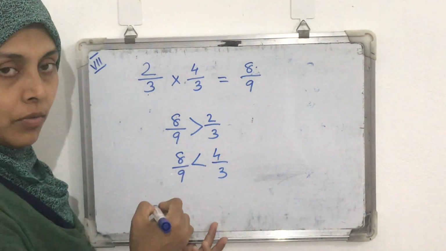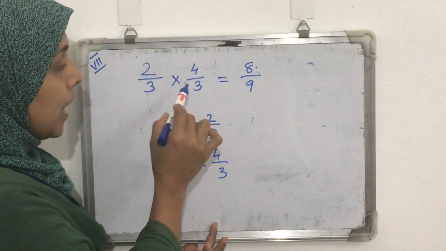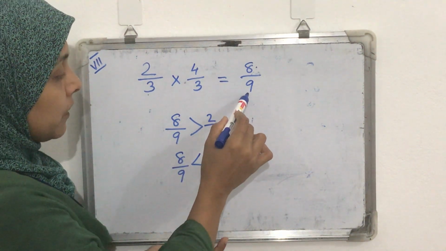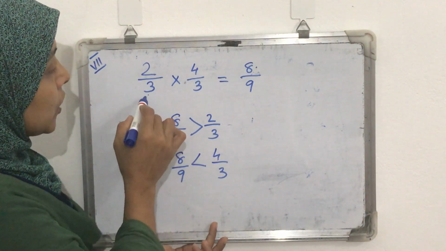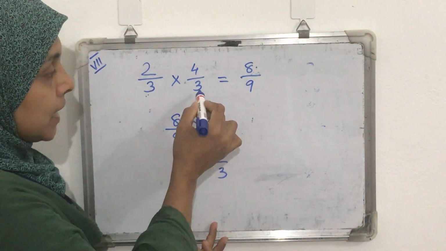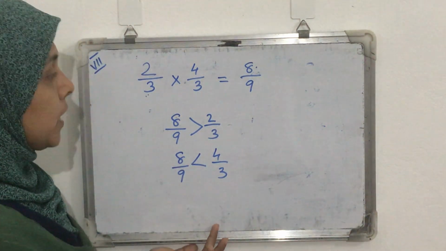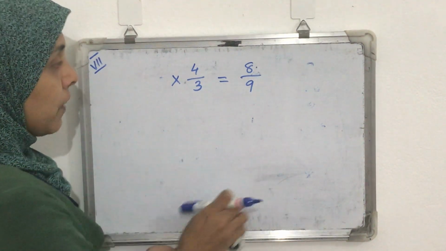Okay, so what can we generalize? When you multiply a proper fraction with an improper fraction, its product will be greater than that proper fraction and less than that improper fraction. Okay, then there is one more case, the third case. If we multiply both improper fractions, what will happen?